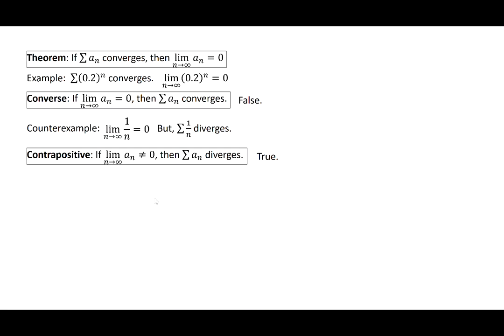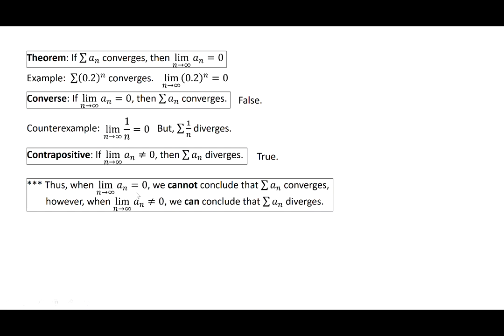Now, what a fascinating result this turns out to be. What is it saying? If you take the limit of the nth term and you find that that limit is not equal to 0, you can confidently say that the series diverges. You don't have to do any other work. You can just confidently say, yep, that series diverges. Why? Because I looked at the limit of a sub n and that turned out to be not 0. Oh, okay. End of the story, end of the argument.